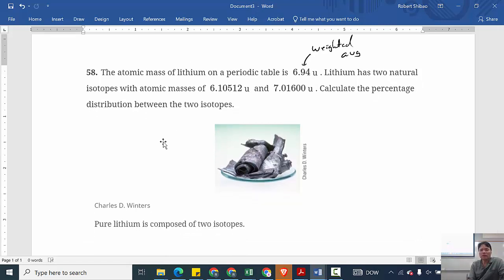So what we need to know is the percent lithium-6. How do I know that this one's lithium-6? Well, when I look at the actual mass, it's close to 6. And so if I have 6 protons and neutrons, it's going to come out close to 6 U. So that's how I know that one. And this one's going to be percent lithium-7. So we don't know X, and we don't know Y.